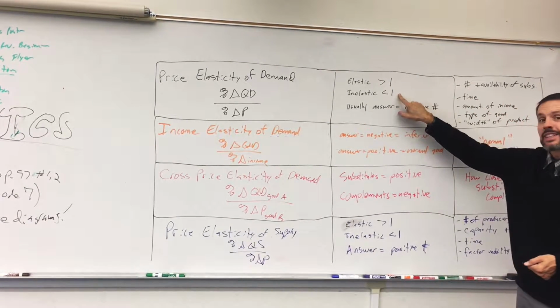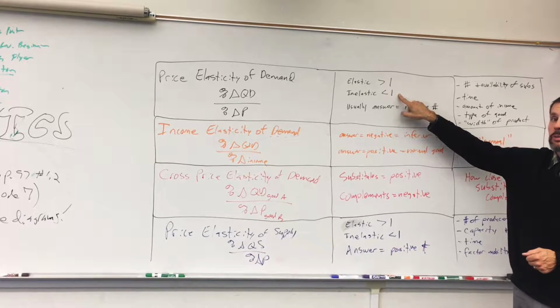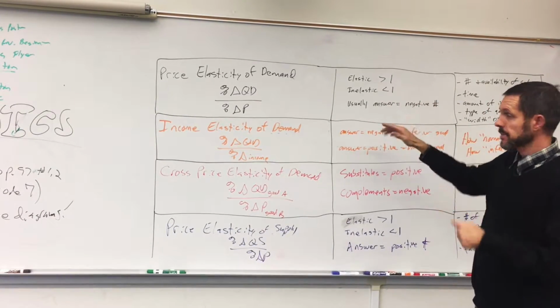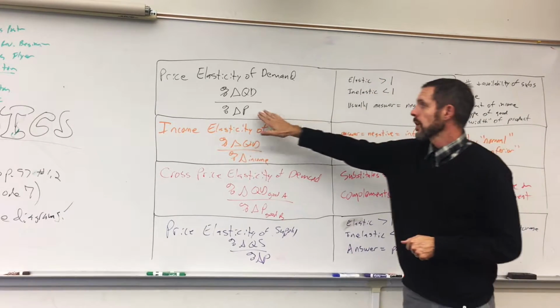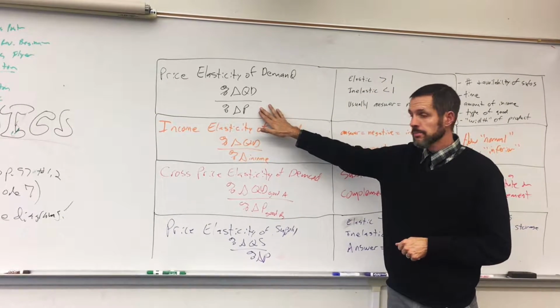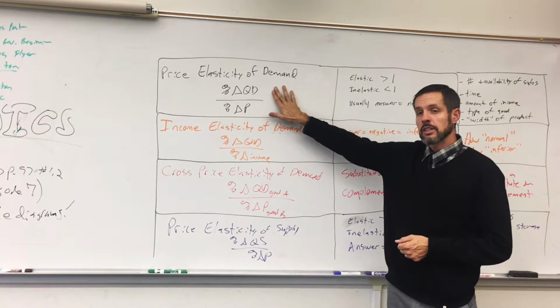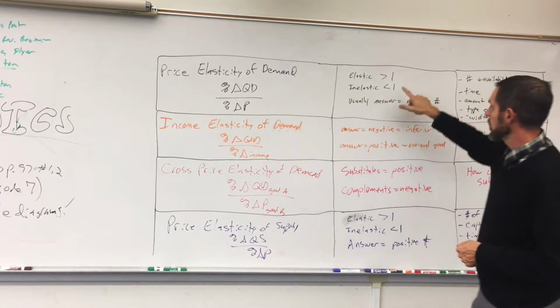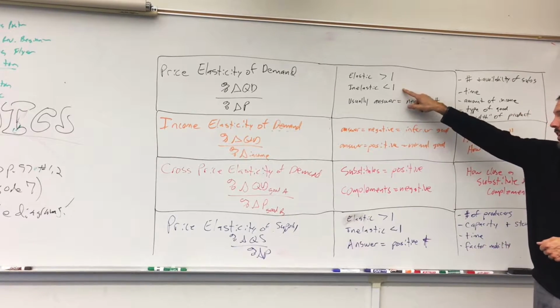If the number is less than 1, that means things aren't very responsive to price. Still, the answer is going to be negative. Take the absolute value, you get less than 1. Price increases by 10%, it's a positive number. Quantity demanded is going to go down by less than 10%. That ends up with a number less than 1 when you take the absolute value.